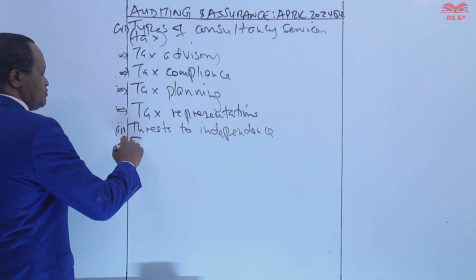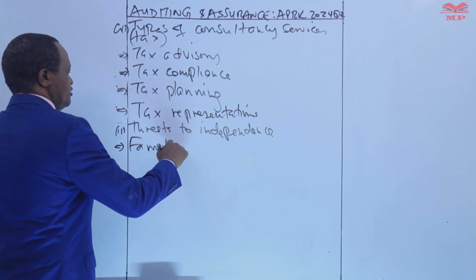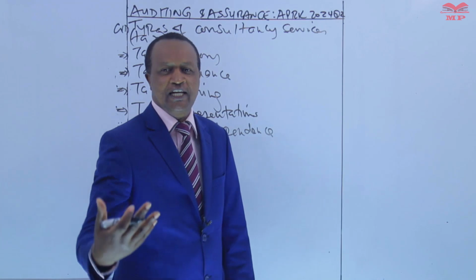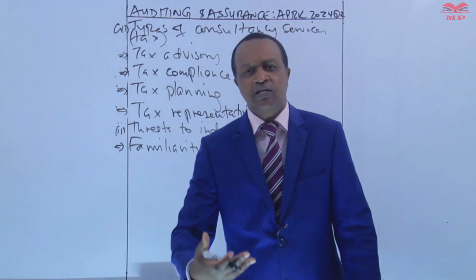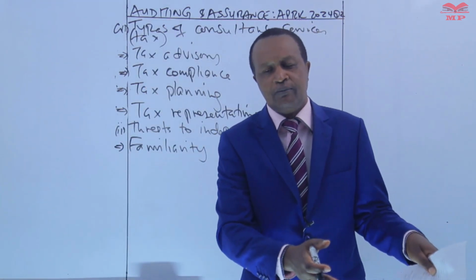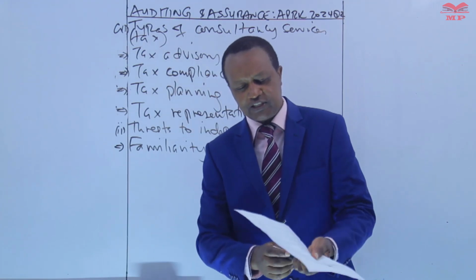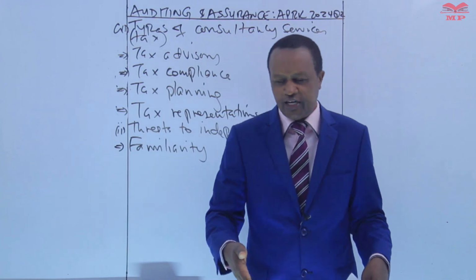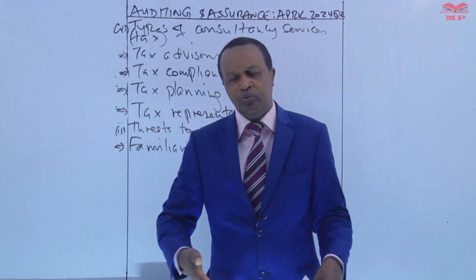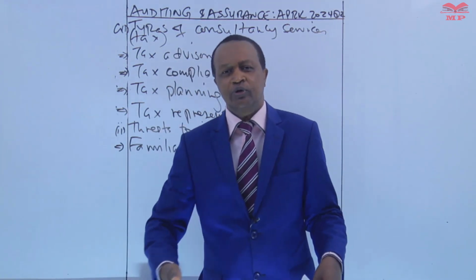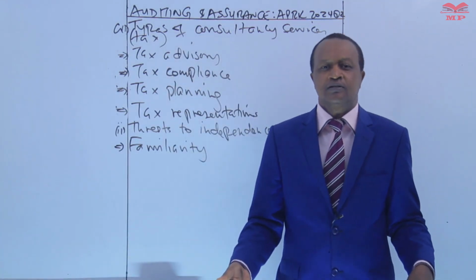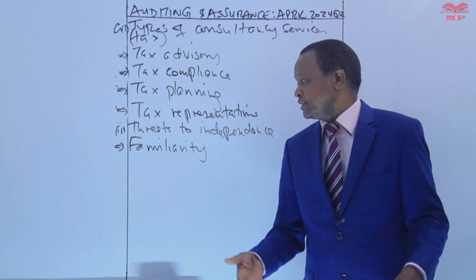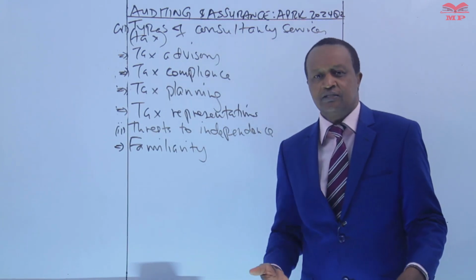Familiarity. From the word familiar, which means close interaction. By taking up the work of a tax consultant, it is like he's going to work for the company. So he will be having very close interactions with the management of the company, with the employees of the company. Do you understand? So there is that threat we are calling familiarity threat.